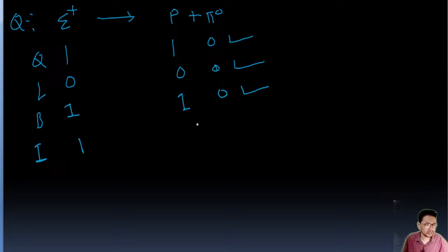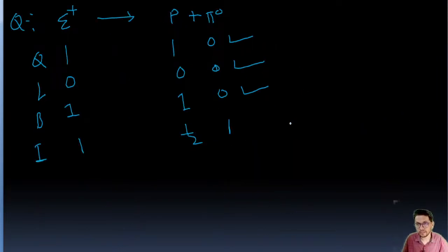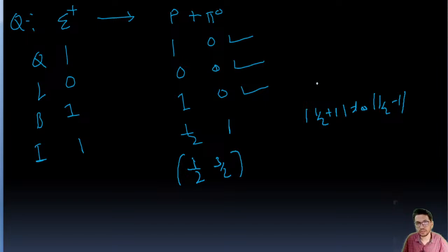Now we'll check I. You can see I is 1 for this, and this is half, and this is 1. I already told you this step. So we take mod of 1/2 plus 1 to mod of 1/2 minus 1. 1/2 plus 1 is 3/2, and the other is 1/2. So the values are 1/2 and 3/2.